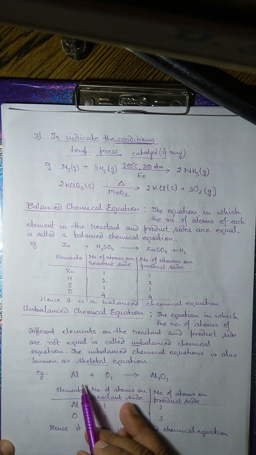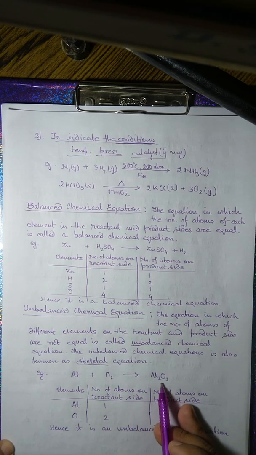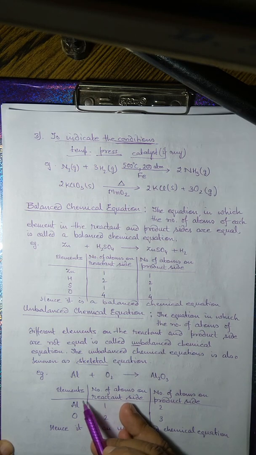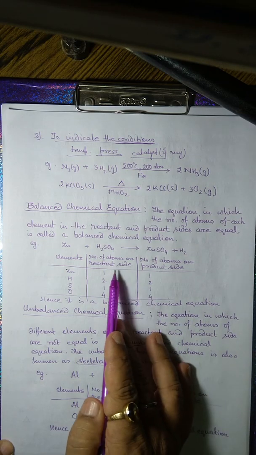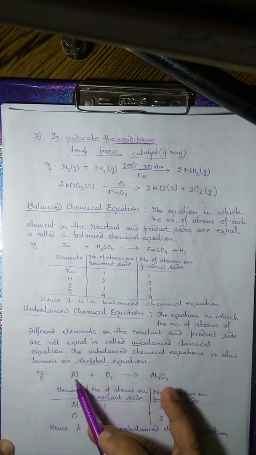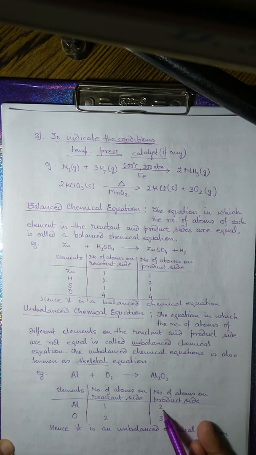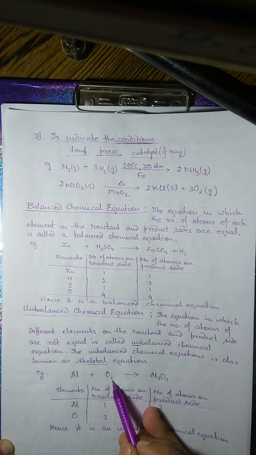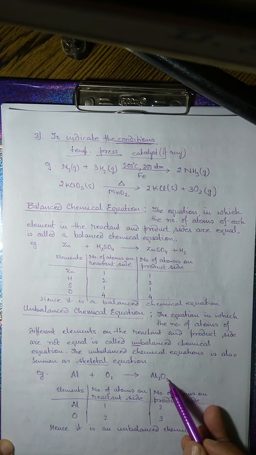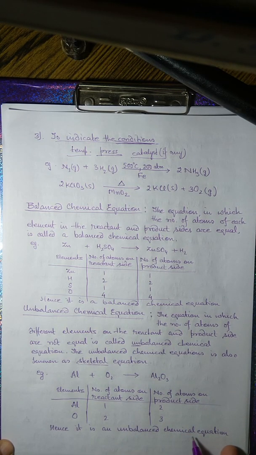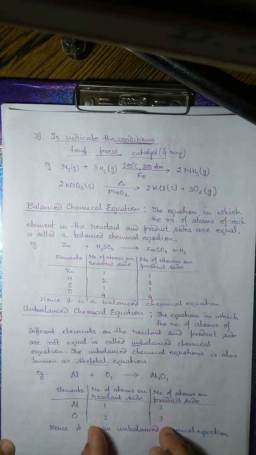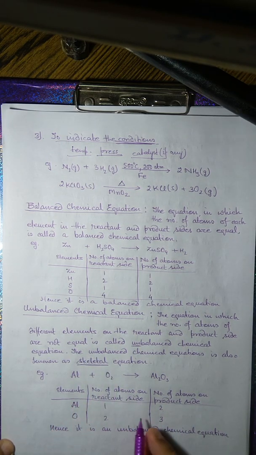Here, for example, we have taken that aluminium reacts with oxygen to give aluminium oxide. Here for each element I have written the number of atoms on the reactant side and the number of atoms on the product side. Aluminium 1, but here 2 atoms of aluminium. Oxygen 2 atoms here, and here oxygen 3 atoms. Getting it? Hence it is an unbalanced chemical equation. Why? Because oxygen atoms are not balanced, aluminium is also not balanced. This is called an unbalanced chemical equation, or simply we can say skeletal equation.